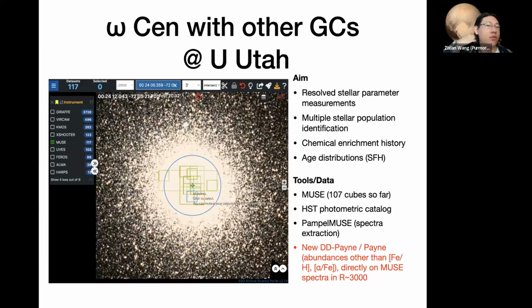I also have another plan to study Omega Centauri, one of the globular clusters, using my method. One reason is I will be a postdoc at the University of Utah, and this is my research project. Omega Centauri is also very important because it is thought to be the central progenitor of the last major merger, Gaia-Sausage. So if we can measure more chemical abundances and infer the stellar age of Omega Centauri, maybe we can know what happened in the last major merger of the Milky Way. That would be very nice.